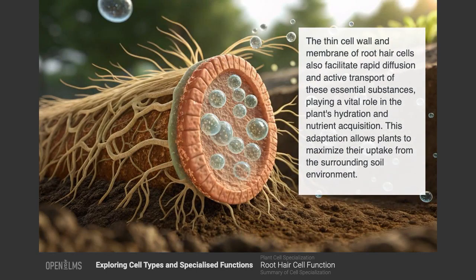The thin cell wall and membrane of root hair cells also facilitate rapid diffusion and active transport of these essential substances, playing a vital role in the plant's hydration and nutrient acquisition. This adaptation allows plants to maximize their uptake from the surrounding soil environment.